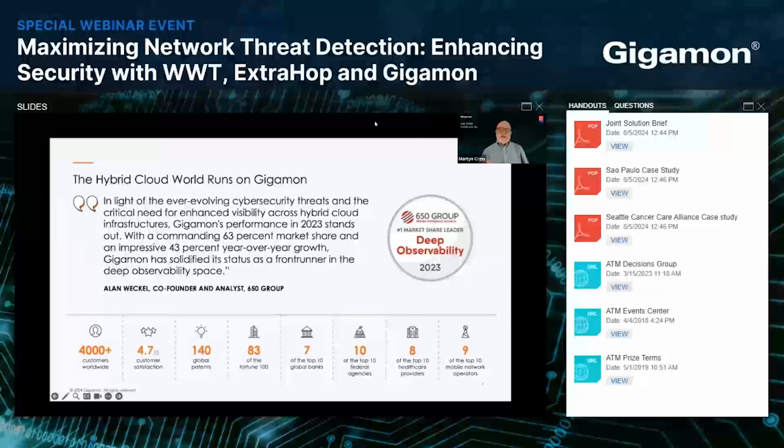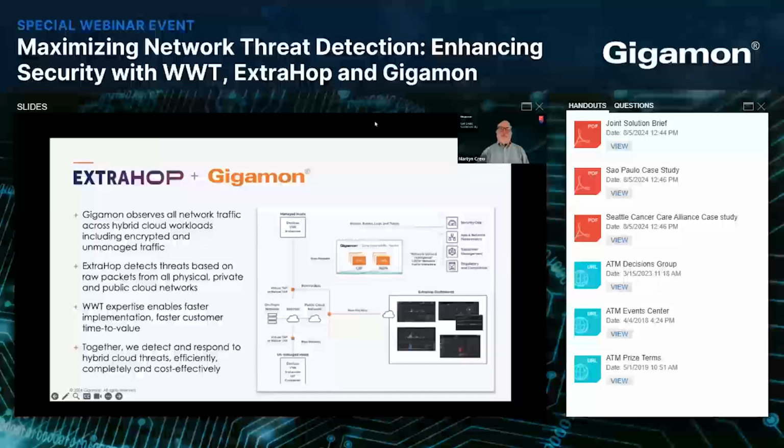Built on a deep technology stack with 140 patents, and our customers around the world are some of the largest, most complex, most sensitive, and therefore most highly defended, but equally most highly attacked organizations in the world. So when it comes to security, we really know our stuff. But of course, Gigamon is what our name suggests. We're a way to capture and to share information.